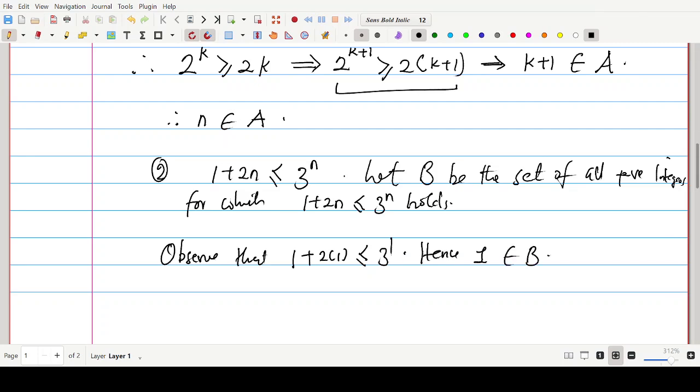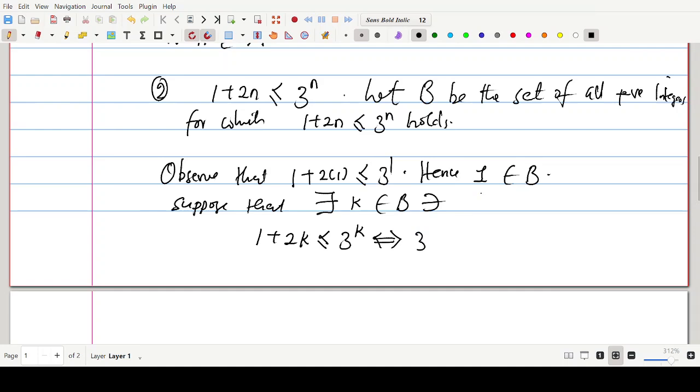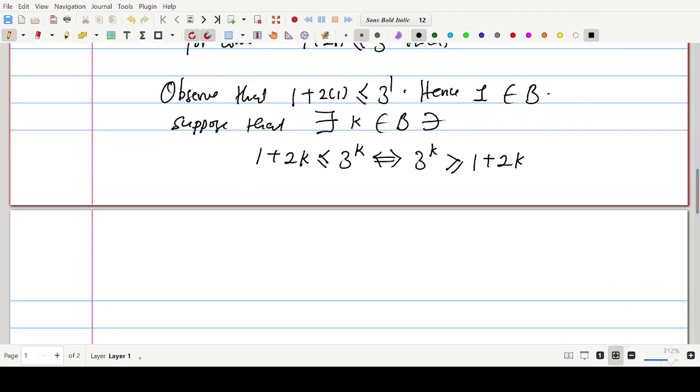All right. So the next thing, we suppose that there exists an integer k in the set B such that 1 plus 2k is less than or equal to 3 to the power k. And this can be equivalently written as 3 to the power k bigger than or equal to 1 plus 2k. Whichever is the case, they are the same thing. They have the same meaning. They are only equivalent.